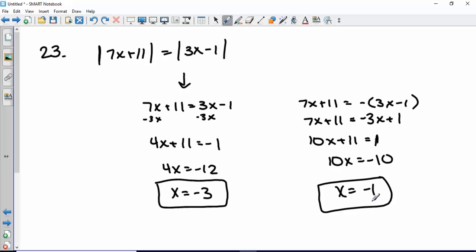Can our answers just be like that? Yes. If it's an equal to, you can just list them. Do we need to do some inequalities to refresh? Remember, your less than is an and, so you should get one interval. Greater than is an or, so we should have two separate ones.